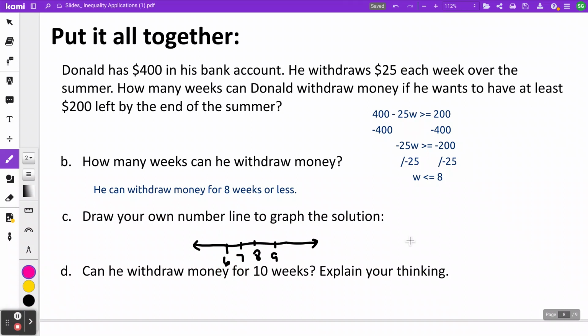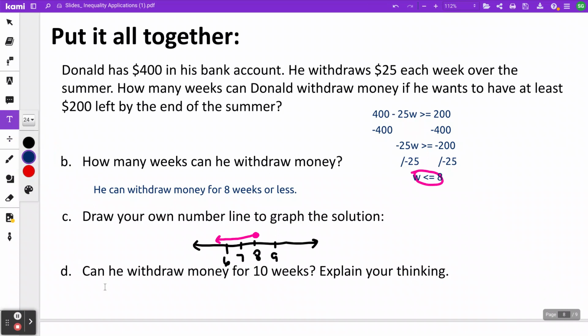But the two things I'm really looking for is based on this, which side are we talking about? Well, we're talking about the numbers less than 8, so that's going to be the numbers in this direction. And then I'm also paying attention to what you do at the number 8 to show that 8 weeks is also a possibility. We use a closed circle, which looks like this circle here that is all colored in. So either looking at our answer here or looking at our number line, both of those help us answer this question. Could he withdraw money for 10 weeks?